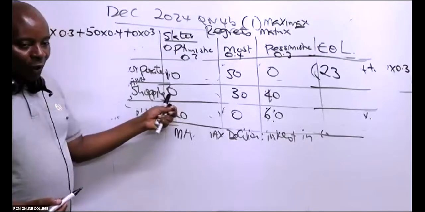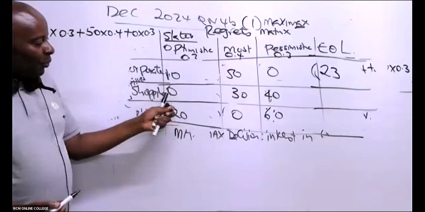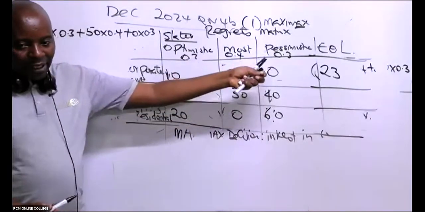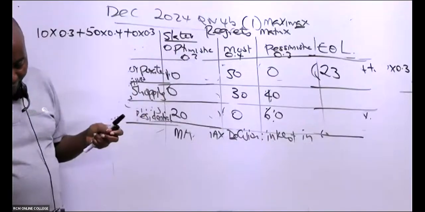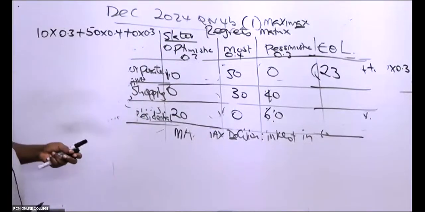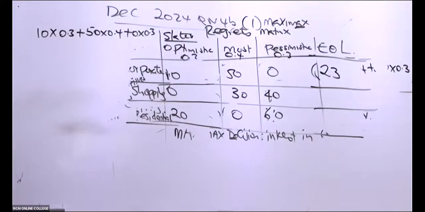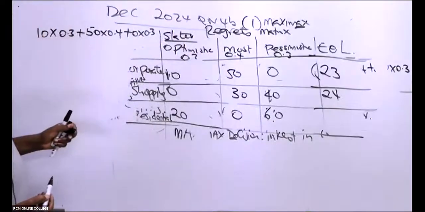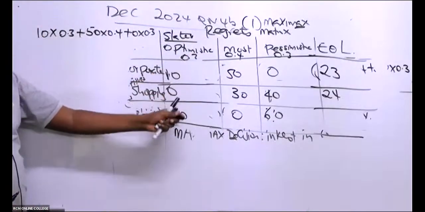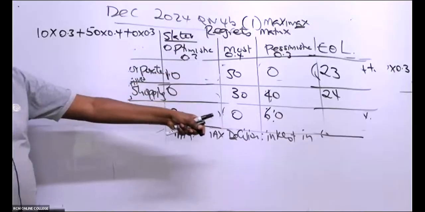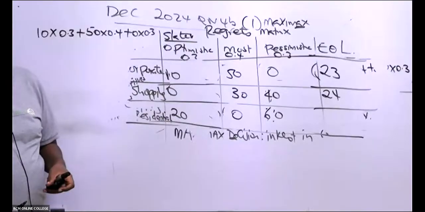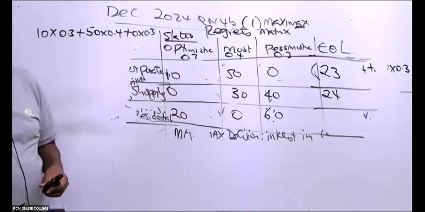And then now we go for the EOL for shopping. Shopping will be 0 times 0.3 plus 30 times 0.4 plus 40 times 0.3. This will give us 24. Ellen is giving me a figure of 24. Online students have also been very active. So 24, right? And then the very last one is 20 times 0.3 plus 0 times 0.4 plus 60 times 0.3. Which will end up giving me what figure, somebody here? 24 again.